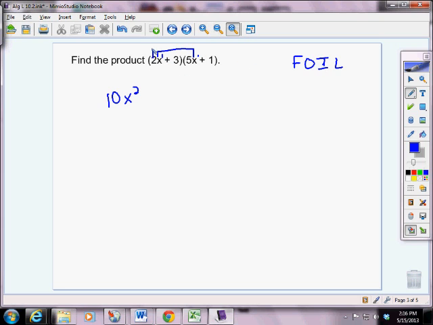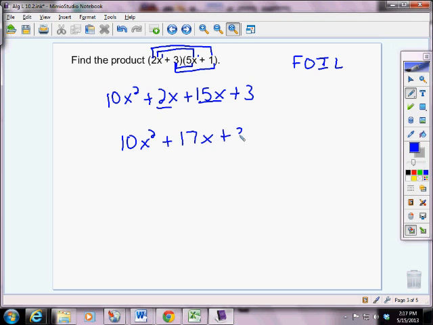O stands for outer terms. That's 2x and 1. 2x times 1 is just 2x. I is our inner terms. That's 3 times 5x. 3 times 5x is 15x. And L is our last terms. 3 times 1. 3 times 1 is 3. Again, using FOIL, our like terms are the two terms in the middle. So this becomes 10x squared plus 17x plus 3.